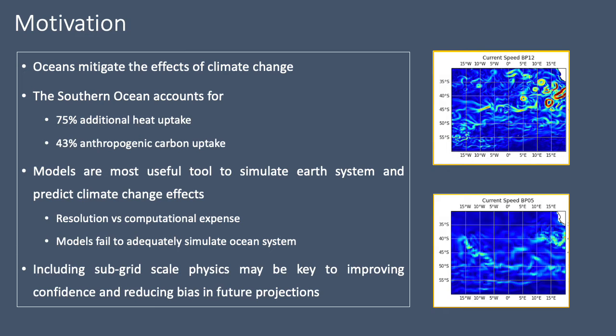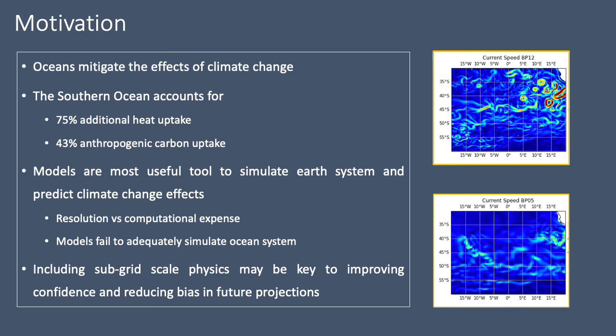And models, particularly in the Southern Ocean, fail to adequately simulate the ocean system and have significant biases. So you can see with the figures on the right, the top plot shows a 1/12 degree model and the bottom shows a half degree model. You can see a lot of the features in the top plot are completely missing in the lower plot, so you've got a lot less variability, and this can significantly impact models.